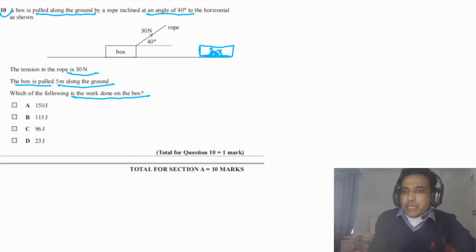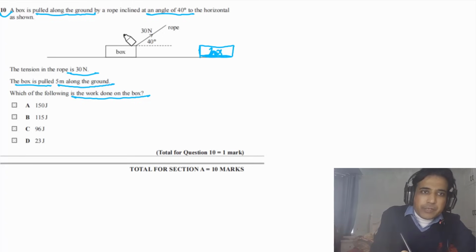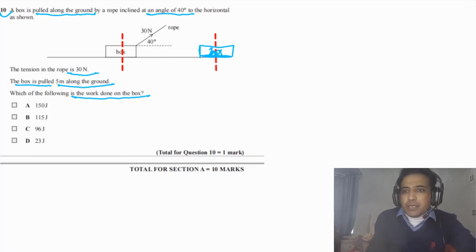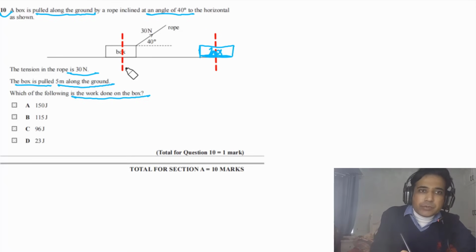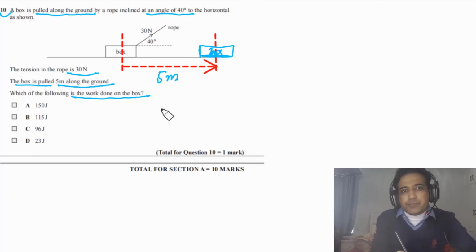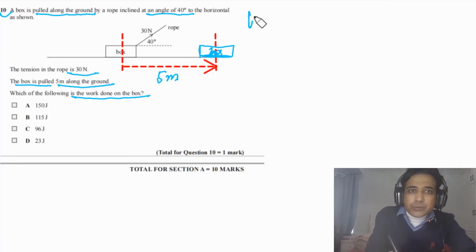The box has been moved by 5 meters, so we can draw one line here, and the distance between these two lines is 5 meters. So this distance is 5 meters. So we can also label this one, this distance is 5 meters. Now we need to understand what is work done.